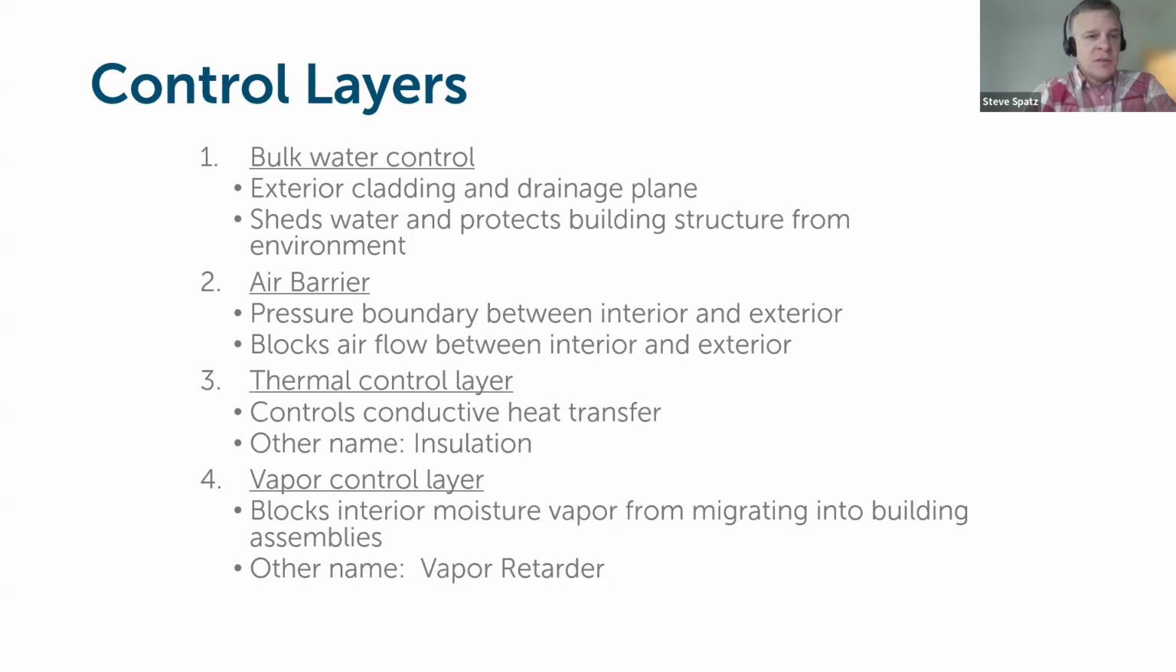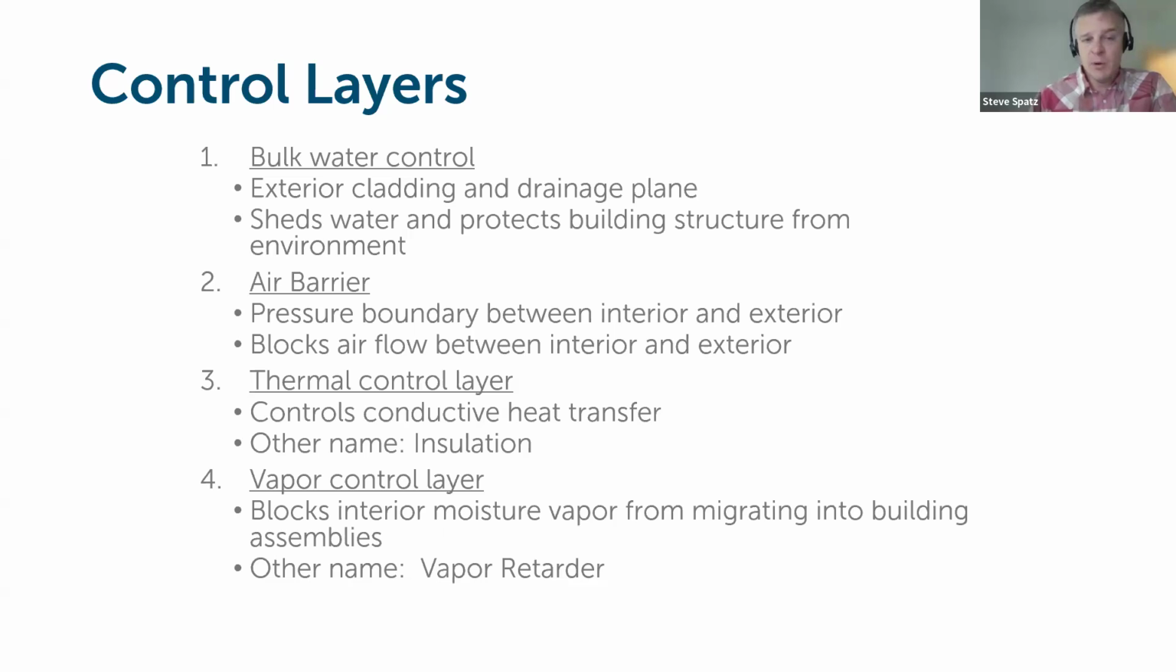So the first control layer that we'll speak of is our bulk water control, or the exterior cladding. What the building is going to see to the weather that it will interface with. So whatever the exterior finishes are in the building, with the intent that that exterior cladding is going to shed water and keep it from getting into the structure behind it.